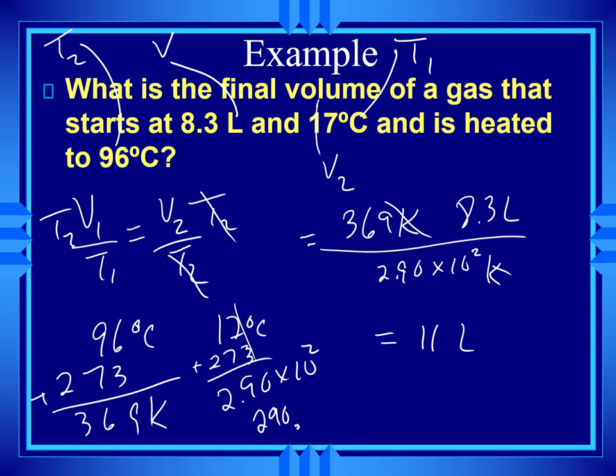But notice here, does it work in Celsius? Okay, we said directly related. The temperature, 17 to 96, that's more than 5 times as much. Everybody okay where I got 5 times there? Do I get 5 times the volume? No, I don't. 11.11 is not 5 times 8.3. It doesn't work in Celsius. You can't just use the Celsius numbers, you got to change them.